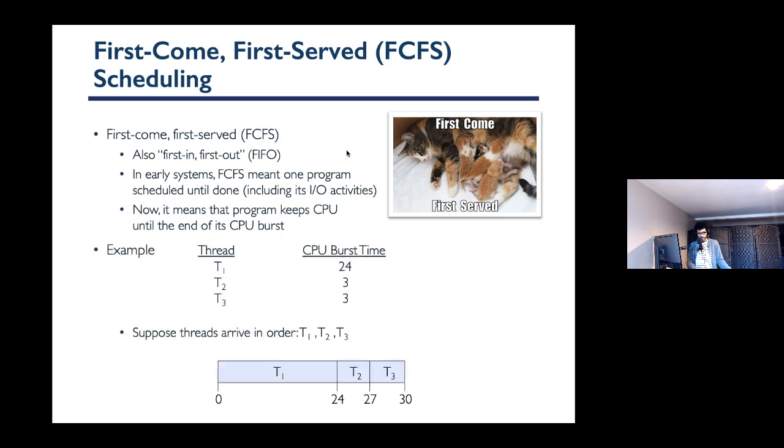So this is an example. Let's say you have thread 1, thread 2, and thread 3. Each one of them has these bursts. Thread 1, 24, 3, and 3. Let's say they come to the system in this order. T1 comes first, T2 comes next, and T3 comes last. So T1 gets to use the CPU first, T2 and T3. So the entire thing takes 30 time units, whatever that time unit is. And T1 is scheduled first, T2, and then T3, based on their arrival. Not much to talk about.